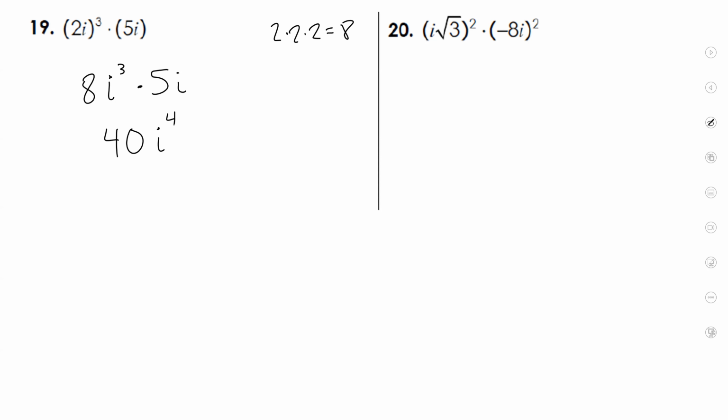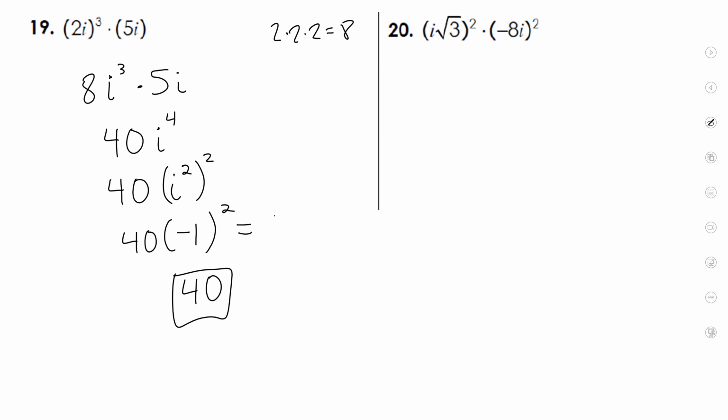Now, when I want to break this down, always start with I squareds. So this can be rewritten as 40 times I squared, squared, because 2 times 2 will give you the 4. Now I'll have 40 times -1 squared, which is just 1. So this is 40. The step from here to here is 40 times -1 squared, and -1 squared is just 1. So that's why we just get 40.